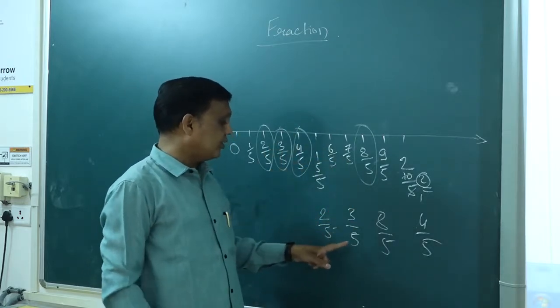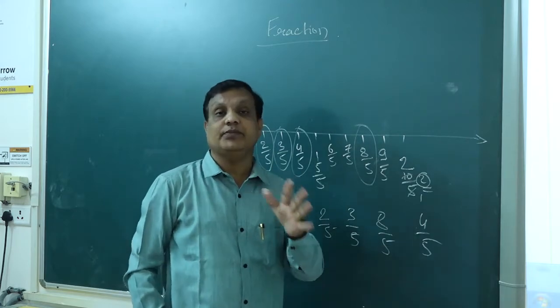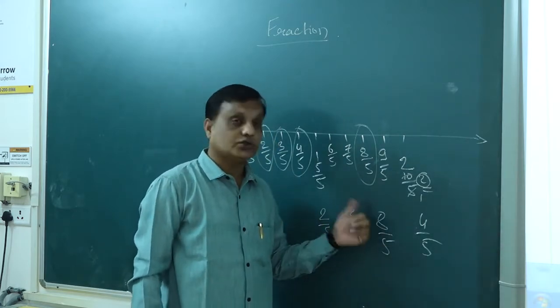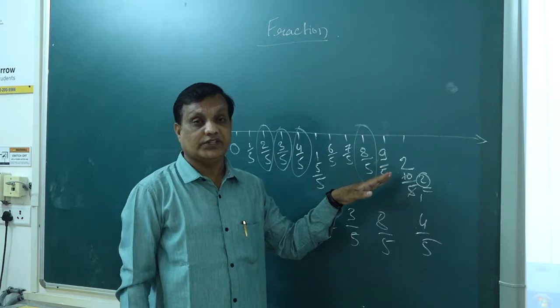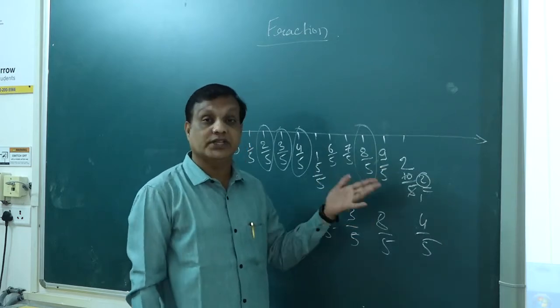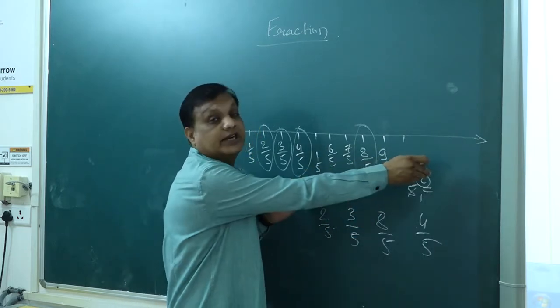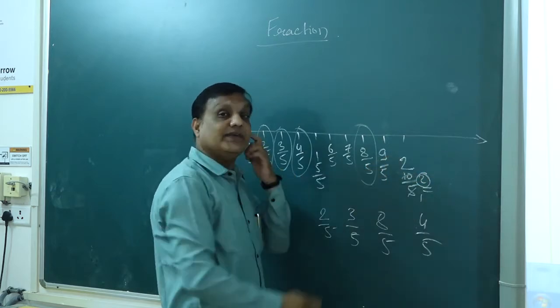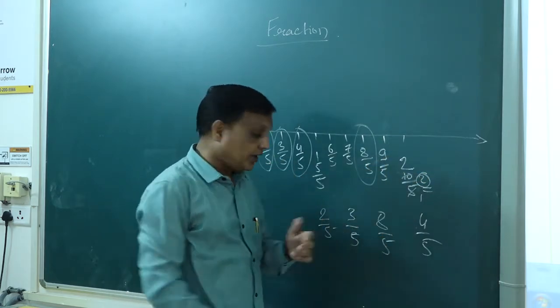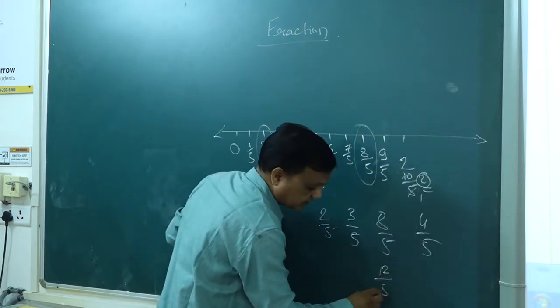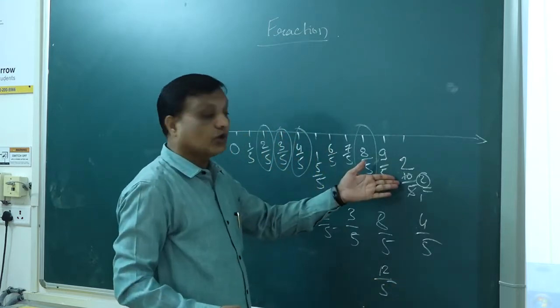Understood? According to the denominator, you have to divide one number into that many parts. If numerator is greater, so you have to go forward for that number. So here 8 upon 5 is more than 5 upon 5, so I extended the number. If somebody is asking 12 upon 5 for example, so what you have to do? You have to go for the 2.